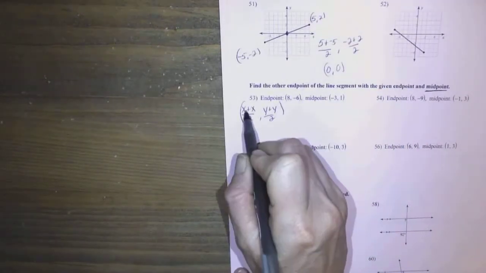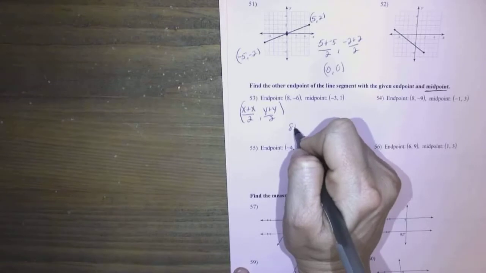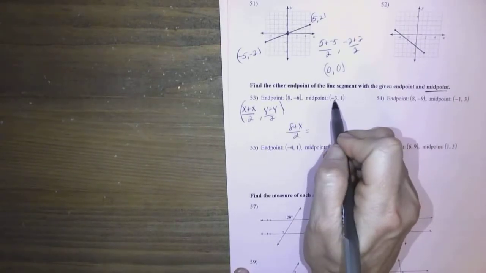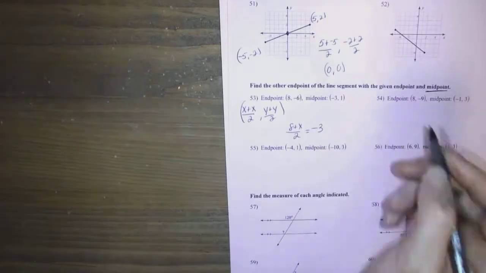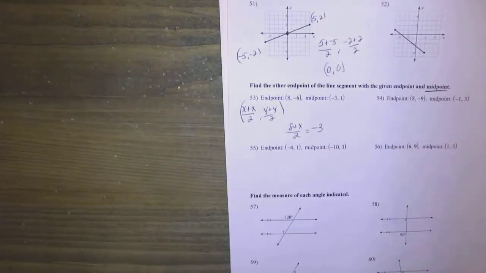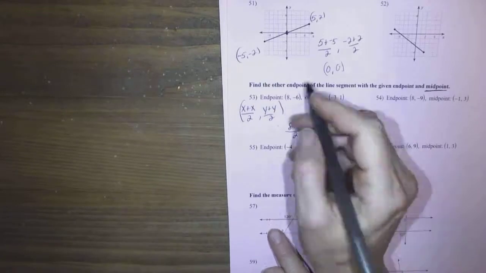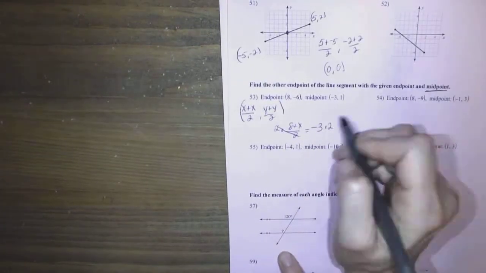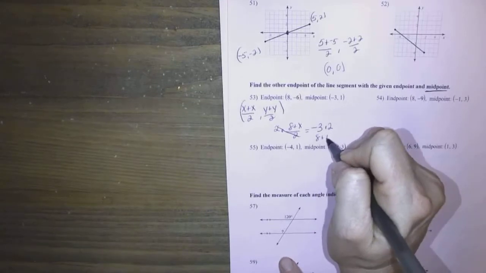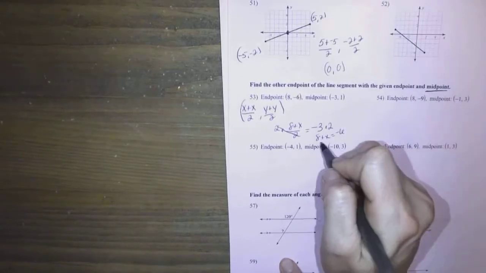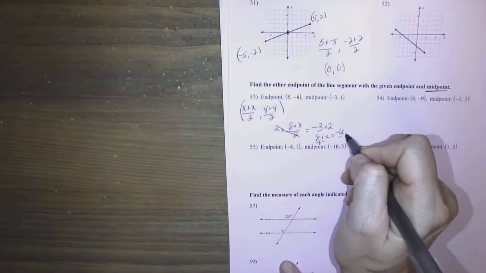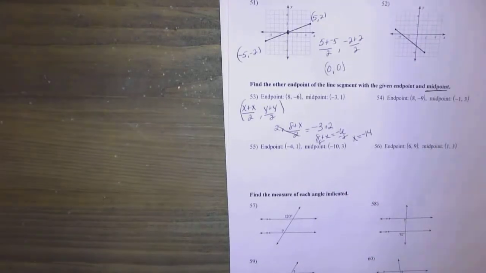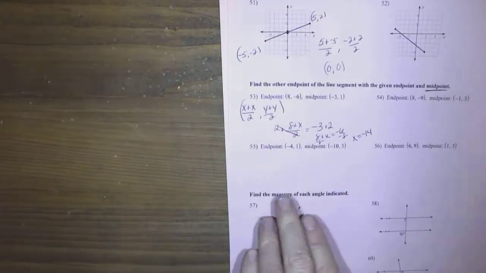My endpoint is 8 for x, so 8 plus x divided by 2 is supposed to equal this value, negative 3. And I'm going to solve that by multiplying both sides by 2 first. When I do that, I get 8 plus x equals negative 6. Then I will subtract 8 from both sides. X equals negative 14.